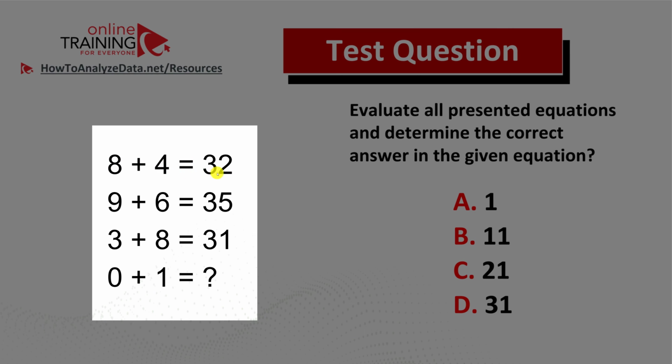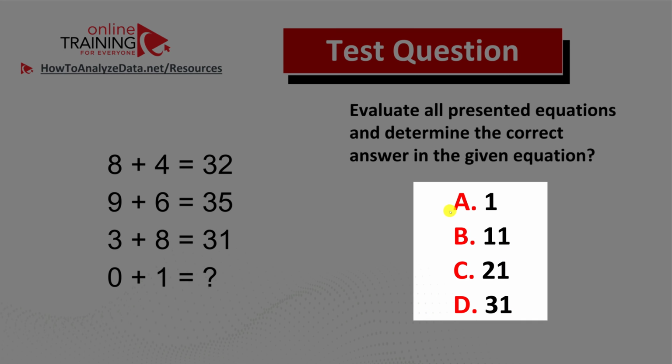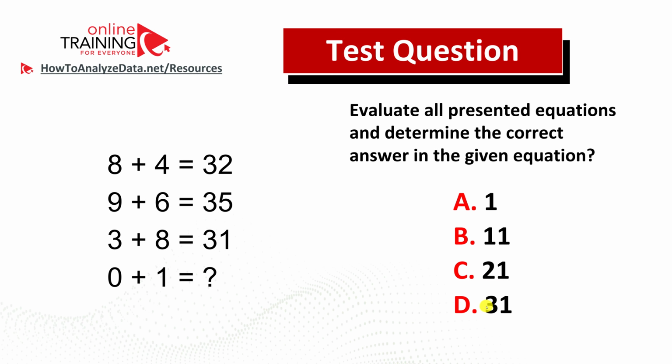8 plus 4 equals 32. 9 plus 6 equals 35. 3 plus 8 equals 31. And 0 plus 1 equals something, and you have 4 possible choices. Choice A, 1. Choice B, 11. Choice C, 21. Choice D, 31. Do you think you know the answer? Now might be a good time to pause this video to see if you can come up with the answer on your own.